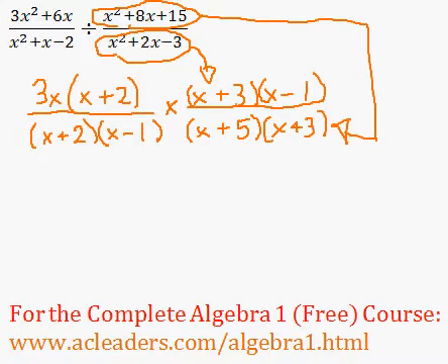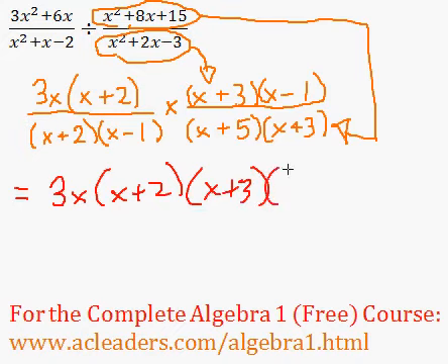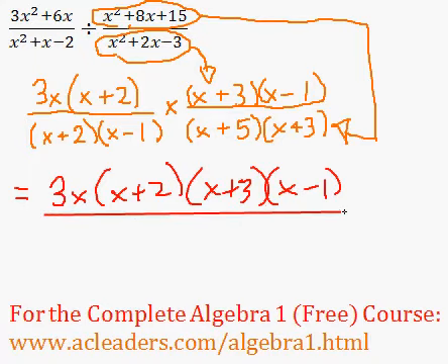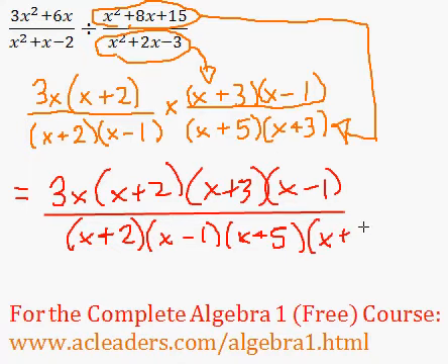Great. Now we can combine everything and start simplifying. So now just put everything together. I'll multiply numerator by numerator and denominator by denominator. So we have 3x times x plus 2 times x plus 3 times x minus 1 all over, wow, that was not straight at all. One second. That's better. And down at the bottom we have x plus 2 times x minus 1 times x plus 5 times x plus 3.